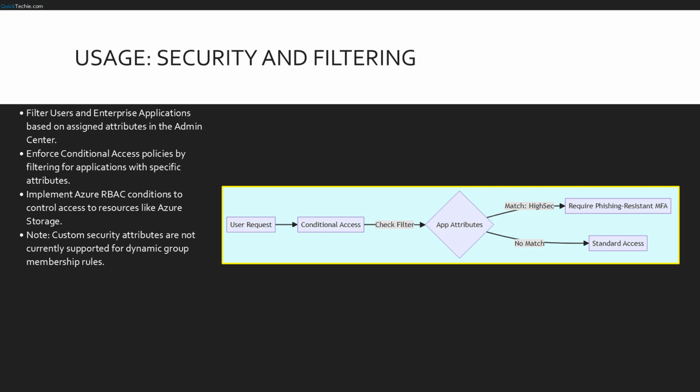This flow demonstrates a security enforcement scenario. A user request hits the conditional access policy engine. The policy evaluates the application's attributes. If the application is tagged as high security, the path branches to require phishing-resistant MFA. If there is no match, the flow proceeds with standard access controls, dynamically adapting security posture based on the attribute.